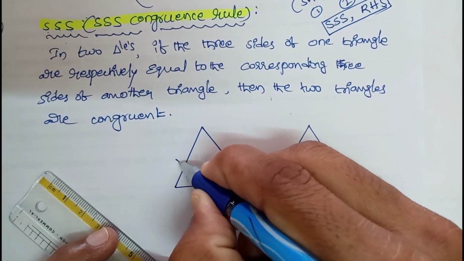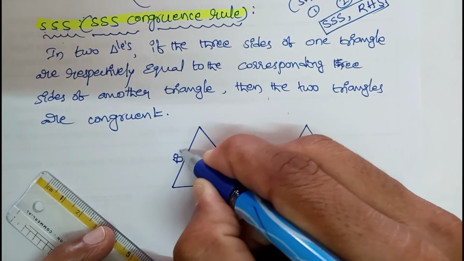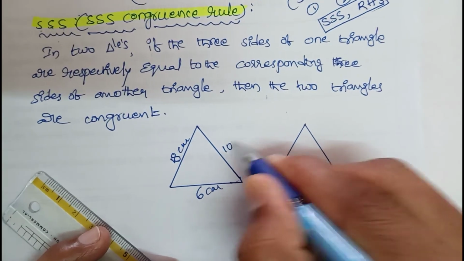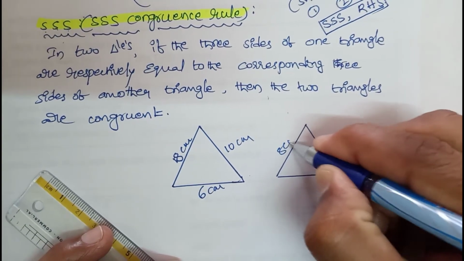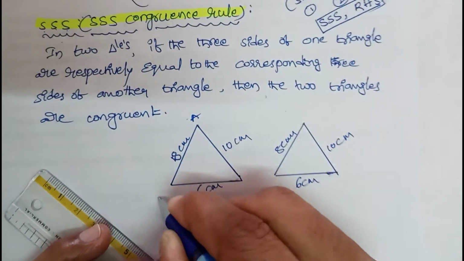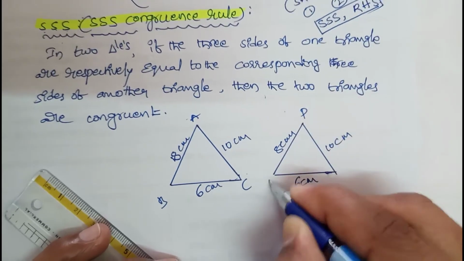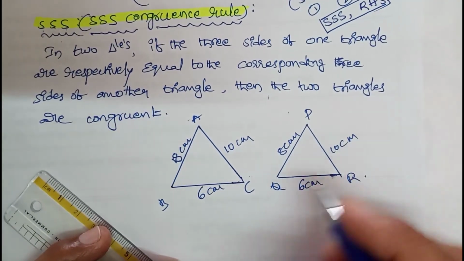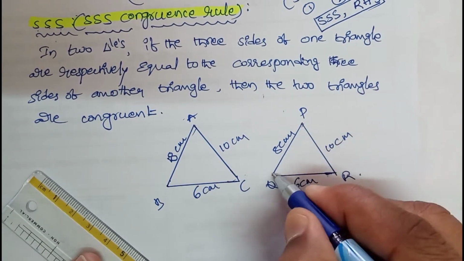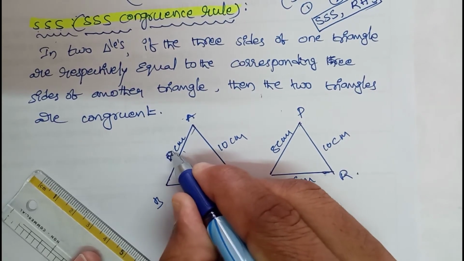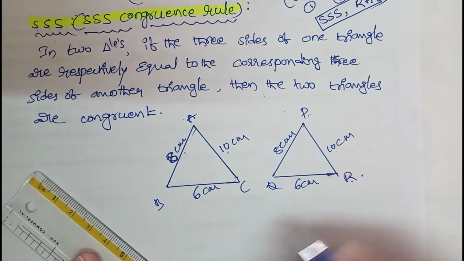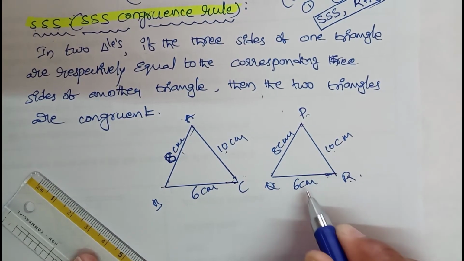Here it is 8 centimeter, 6 centimeter, 10 centimeter. Here also 8 centimeter, 6 centimeter, 10 centimeter. This is triangle ABC. One more triangle is PQR. From these two triangles we can see AB corresponds to PQ, 8 centimeter, 8 centimeter. And AC is 10 centimeter, PR is 10 centimeter, BC is 6 centimeter, QR is 6 centimeter.